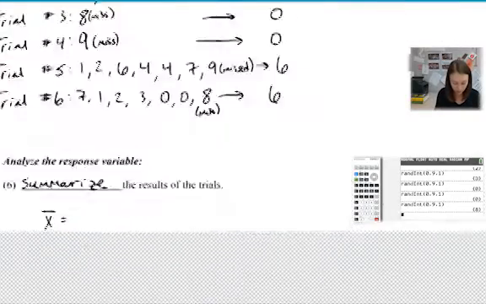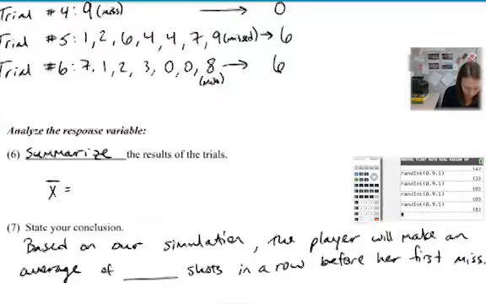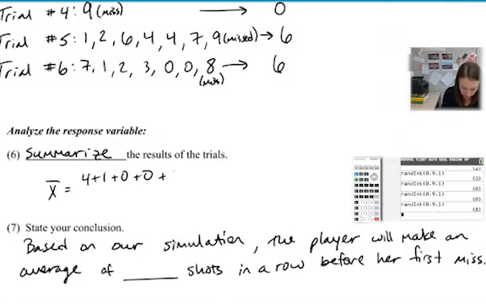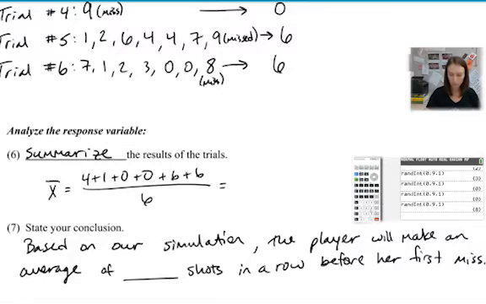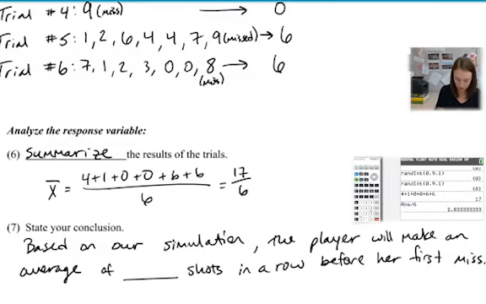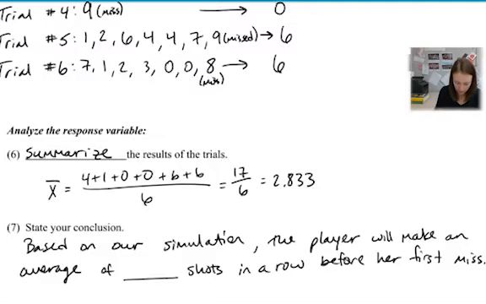So summarize the results. So I'm going to do 4 plus 1 plus 0 plus 0 plus 6 plus 6 divided by my 6 trials. And let's grab our calculator. So 4 plus 1 plus 0, 0, 6, and 6 is 17. Divided by 6 is 2.833. And I'm going to write shots before missing.